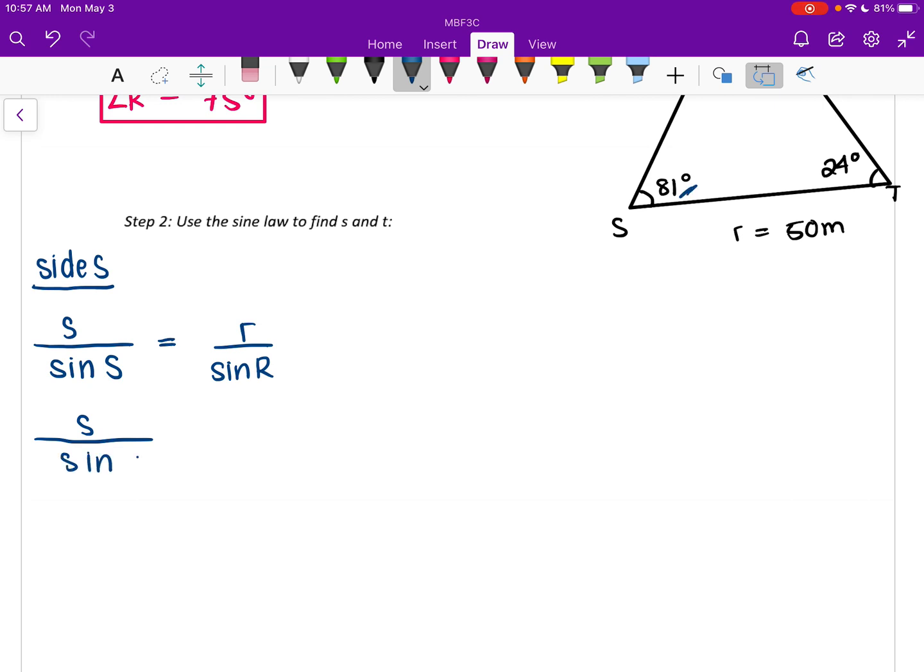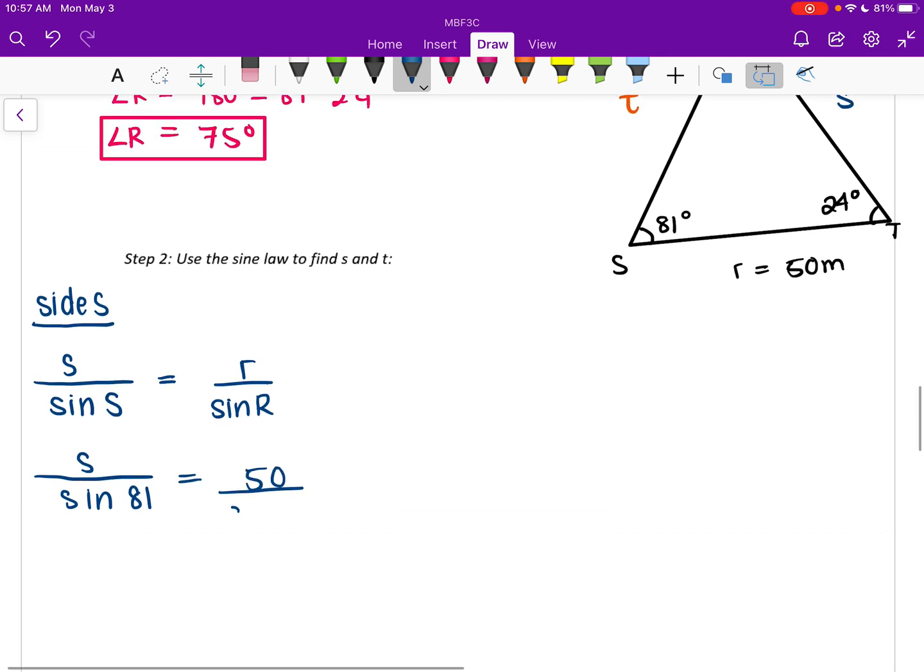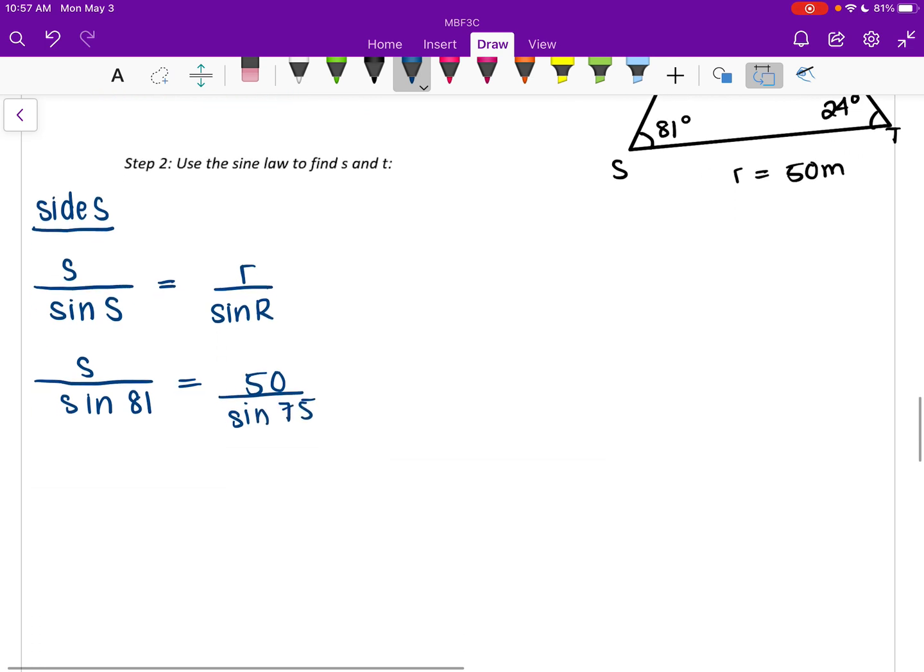Right, so I'm going to say S over sine of S, the angle S is 81, is equal to side R, which is 50, over sine R, which we found was sine 75. Right, so 50 divided by sine 75. And I just want to get rid of this sine 81 over here too, so I'm going to multiply because I want to get the S by itself.